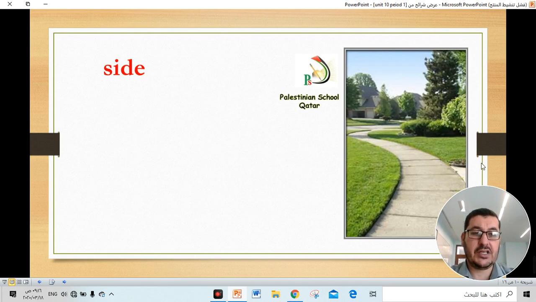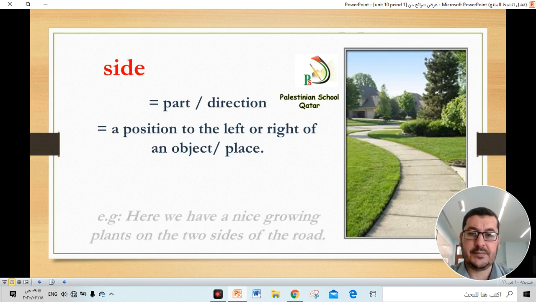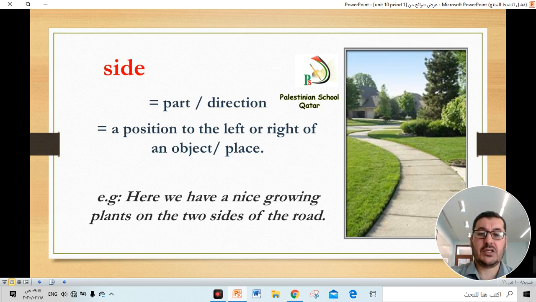When you look at the picture, here we have the road, and beside the two sides of the road, we have the meaning, part or direction, the position to the left or right of an object. For example, here we have nice growing plants on the two sides of the road.